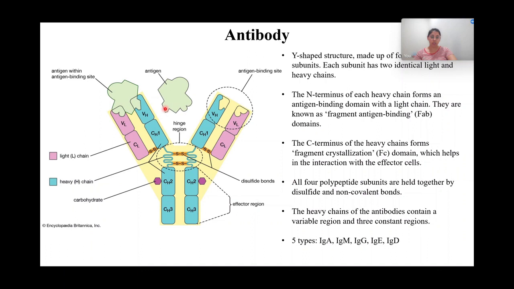The easy way to think is there are so many antigens in nature that can come and bind or infect you. The antibody has to bind to all those antigens, and the binding has to be very specific. That means every time a new antigen comes in, the antibody has to bind it perfectly. So that's why these regions are variable.